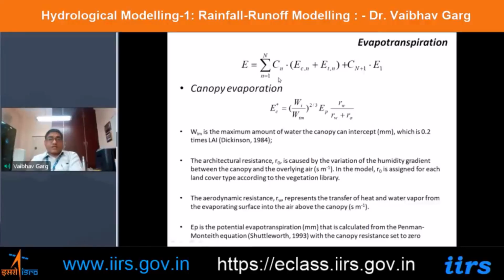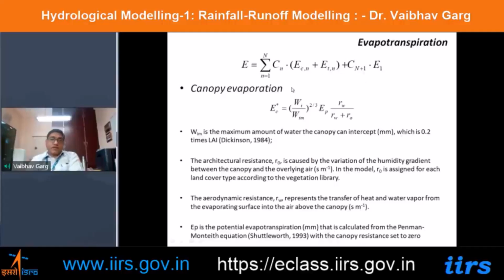Your total evapotranspiration is the sum over the particular land use land cover classes. If there are n classes, then this is the coverage of each class. How much is the evaporation from the canopy from that particular land use class, and how much is the transpiration from that particular class, and how much is the evaporation from the bare soil, multiplied by the fraction of the bare soil, C n plus 1, and E1 is the evaporation from the bare soil.